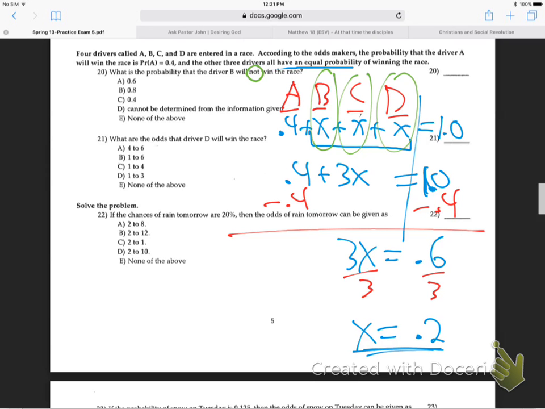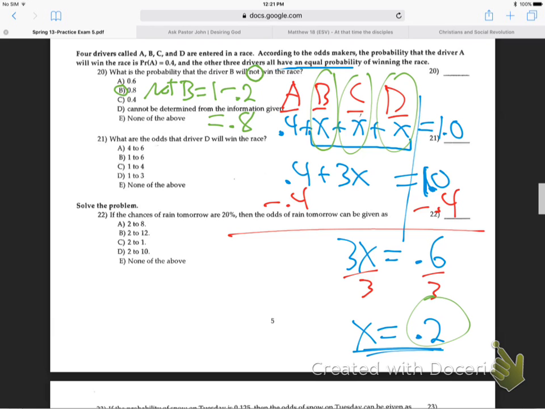What's the chance that B will not win the race? 0.8. Yeah, if there's a 20% chance of rain today, 20% chance, 0.2 chance that B's going to win, not B is 1 minus the 0.2, which is 0.8. Does that make sense? It's the opposite, right? Whenever they say "not."